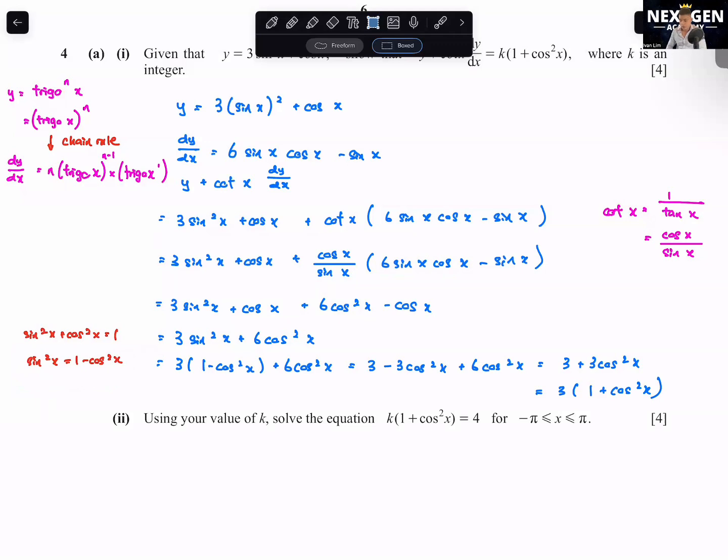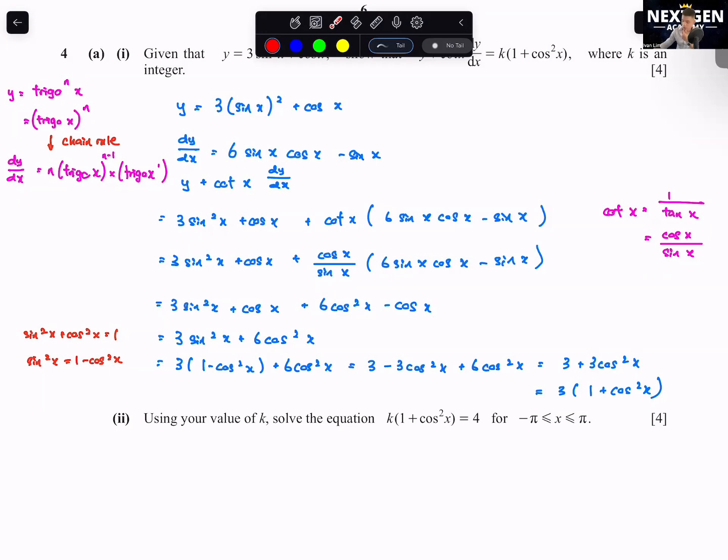You don't think cot need to write it as 1 over tangent? You can straight away write down cos over sine as well. This is just the explanation of how you change cot to cos over sine. Okay, this part here. Where is wrong? Then my answer is correct. Okay, you don't confuse me. Okay, my answer is correct here. 3 bracket 1 plus cos square x.